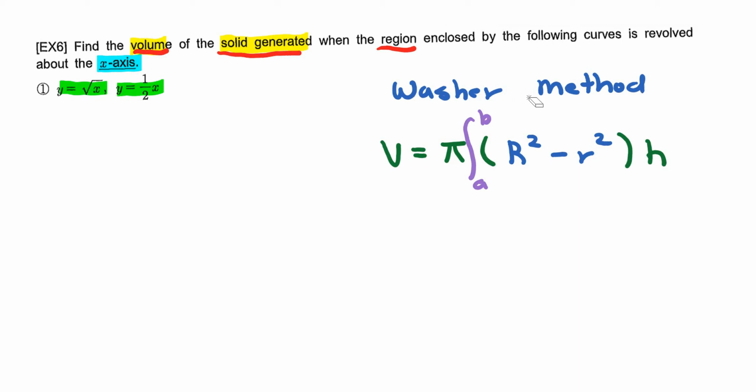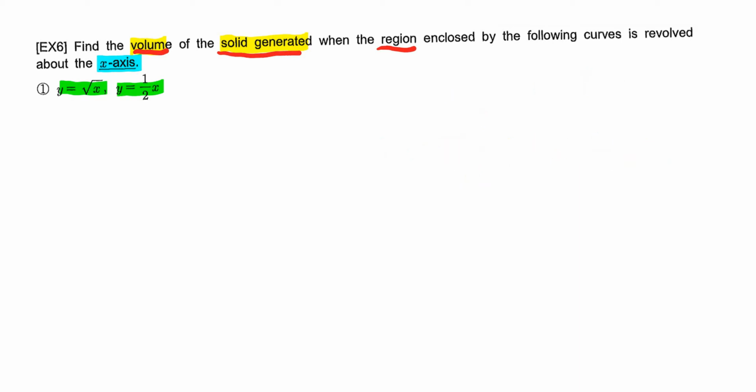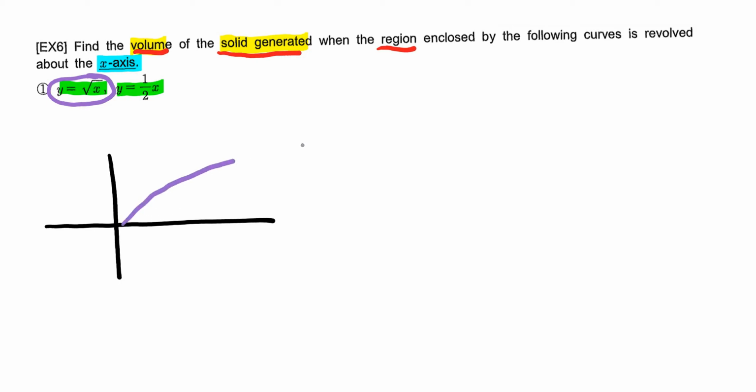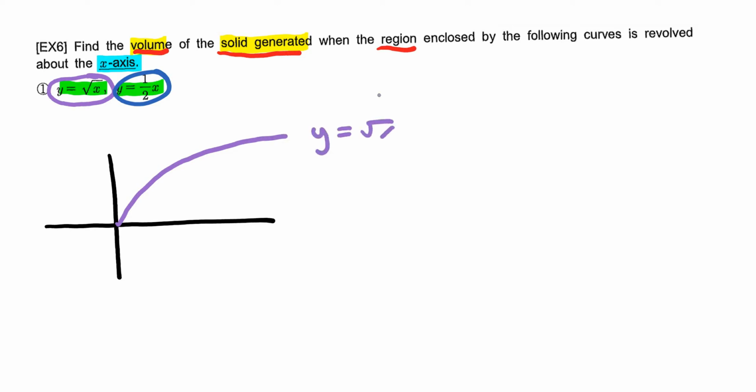Okay, so for this very first problem, let me just erase this formula here, and I would go ahead and actually graph these two functions. So if I have y equals root x, that looks like this. That's going to be y equals root x. And then I have y equals 1/2 x. Actually, let me just redraw my graphs here. This is y equals root x. And y equals 1/2 x, that's going to look like that. So that's y equals 1/2 x.